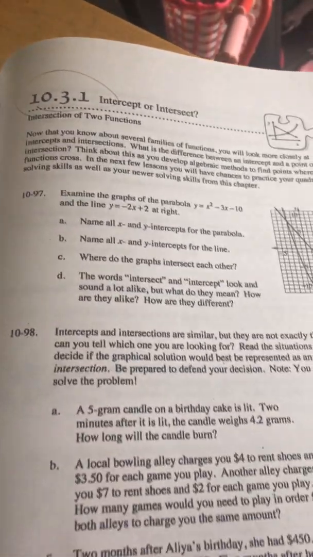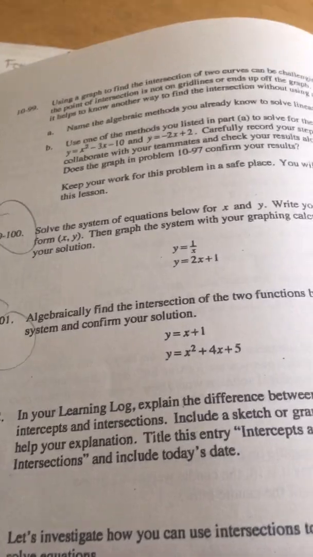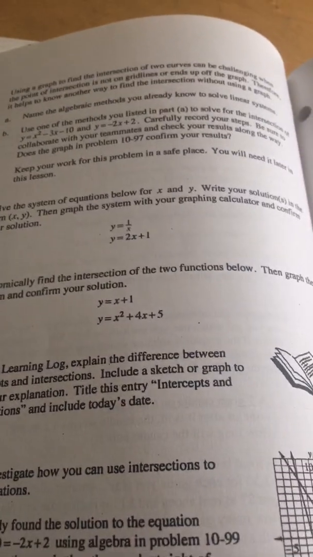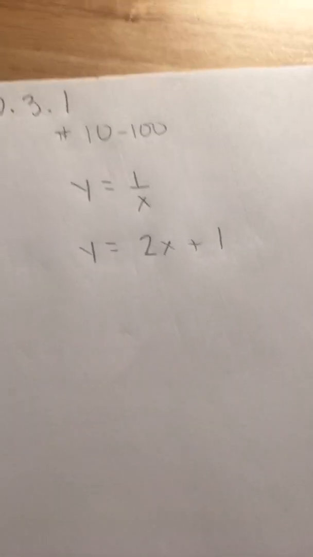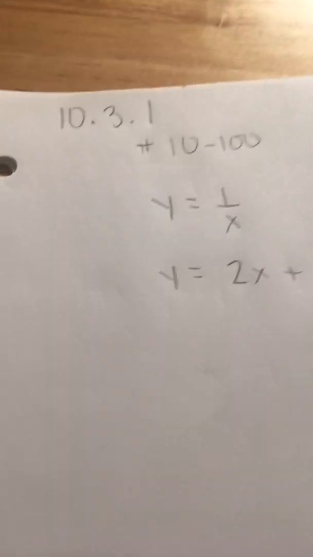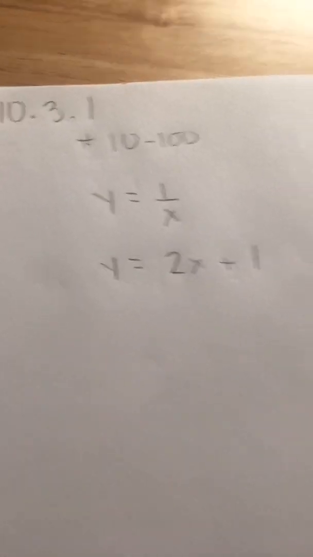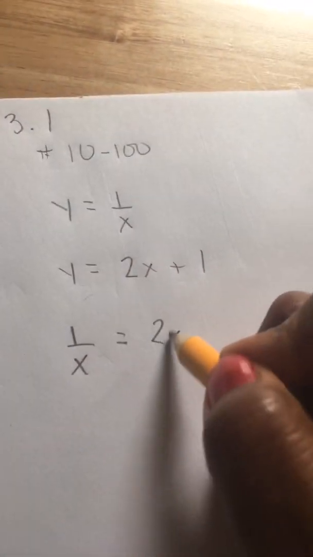10.3.1, and I'm not going to do this stuff. I want to do over here with you 10.100, where it says solve the system of equations below and use algebra, right? And then we're going to graph it. So let's get to it. We have y equals 1 over x, and we have y equals 2x plus 1. And I'm going to use the equal value method, so we'll do 1 over x equals 2x plus 1.